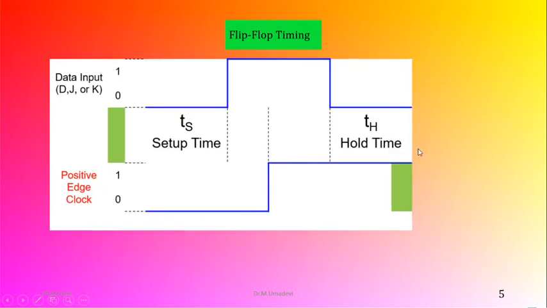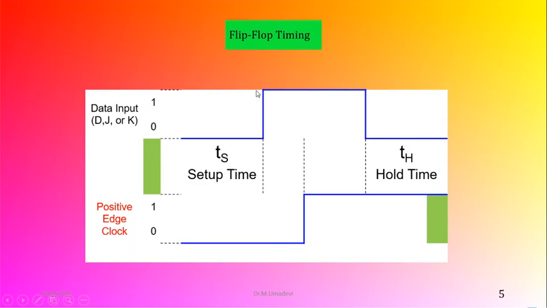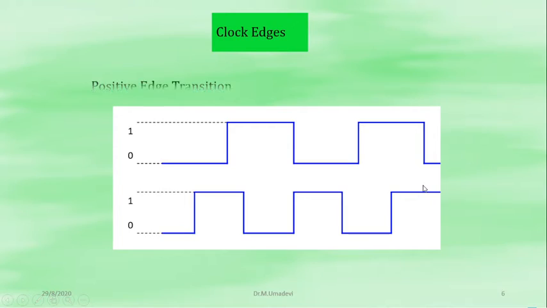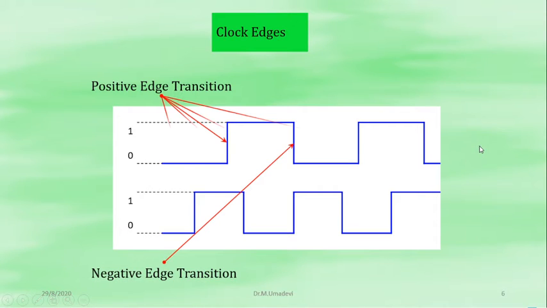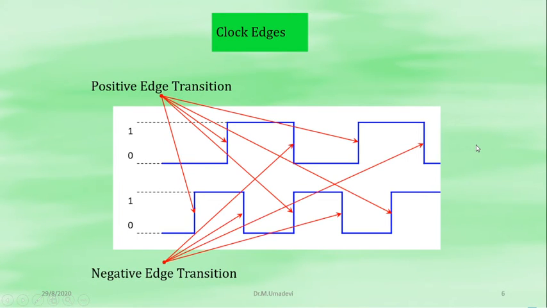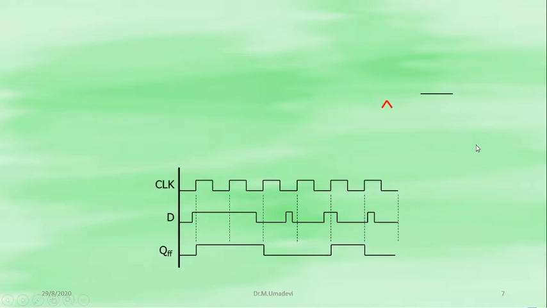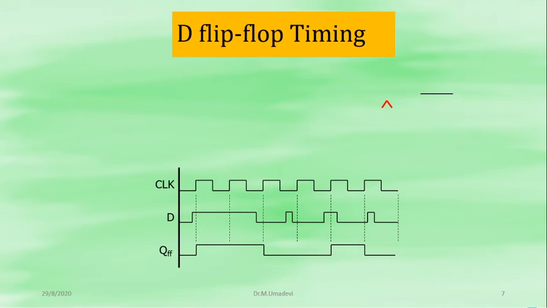So next one, flip-flop timings. This I have already discussed with you, and this is for data input in the high state, and this is for the low state, and this gives the setup time, and this is for hold time. This is a positive edge transition, and another one is a negative edge transition, clock edges. And this diagram gives the D flip-flop timing.